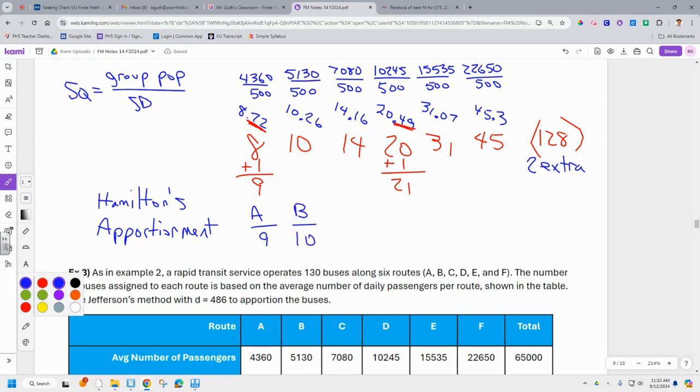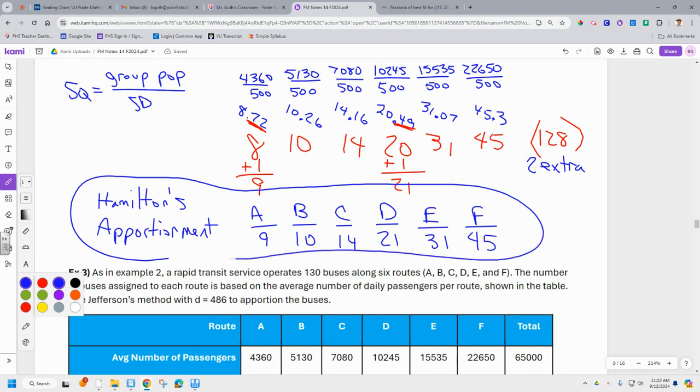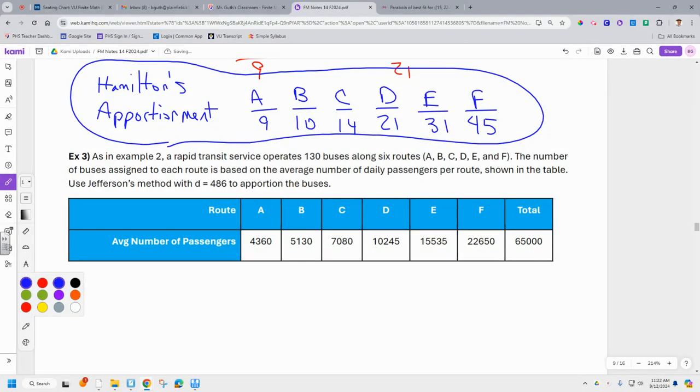A gets 9 buses, B gets 10, C gets 14, D gets 21, E gets 31, and F gets 45 buses. Okay, it's not so bad, right? But it definitely gets worse, because Hamilton's method is the easiest one.